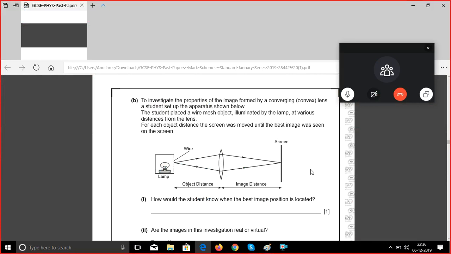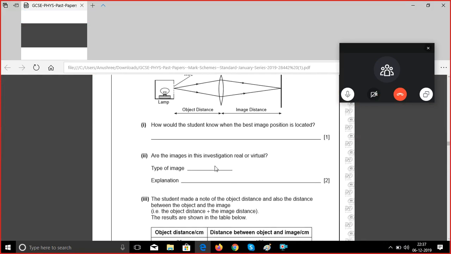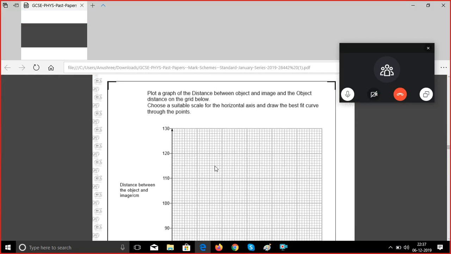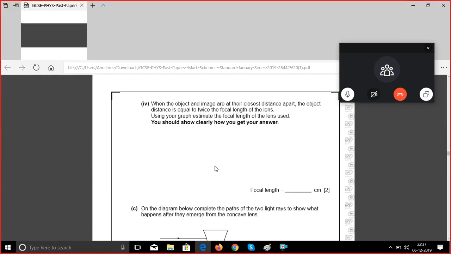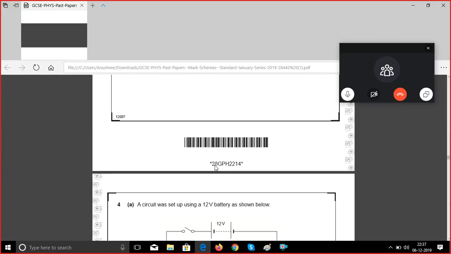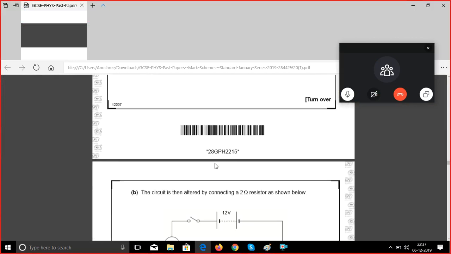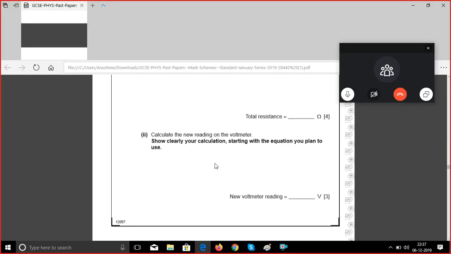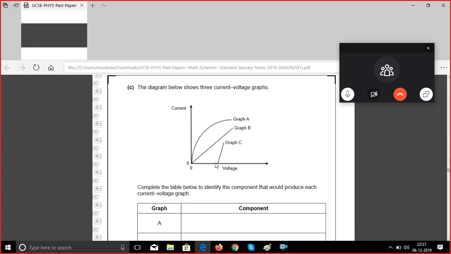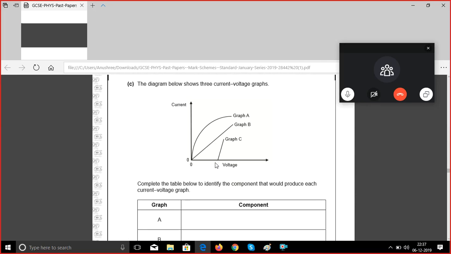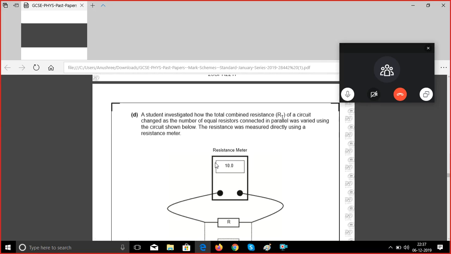Can you see the screen? Yeah. Okay, so I'm asking about this question, part B. Have you completed this part B? Because I don't think so. Yes, we've done this. It's question 4, so you haven't completed this in school. And this part C, the current-voltage graph, is also not completed. And student investigate.